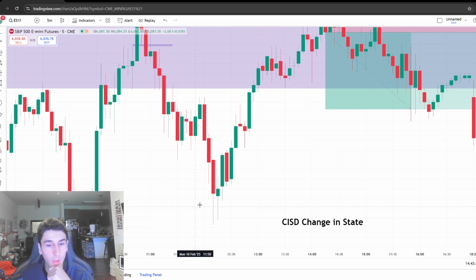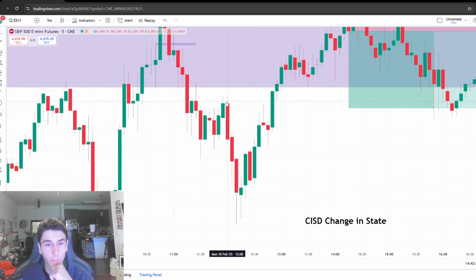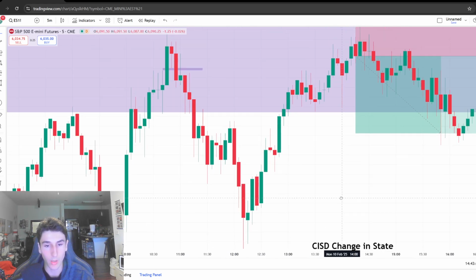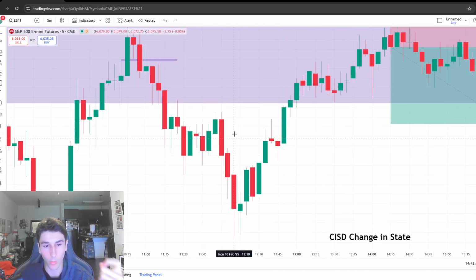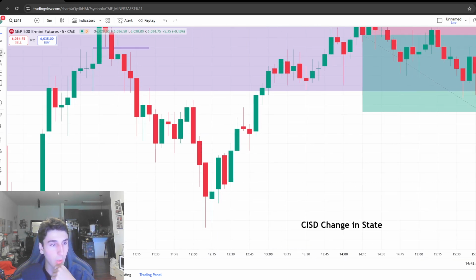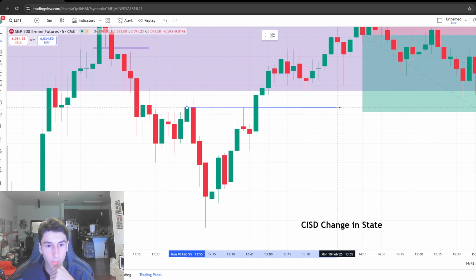Now where does that low come from? This low comes from this candle right here. It was the last red candle before this leg was created. It was the first one to be created when the leg happened. So what are we gonna do? We mark out this line right here, just like that.